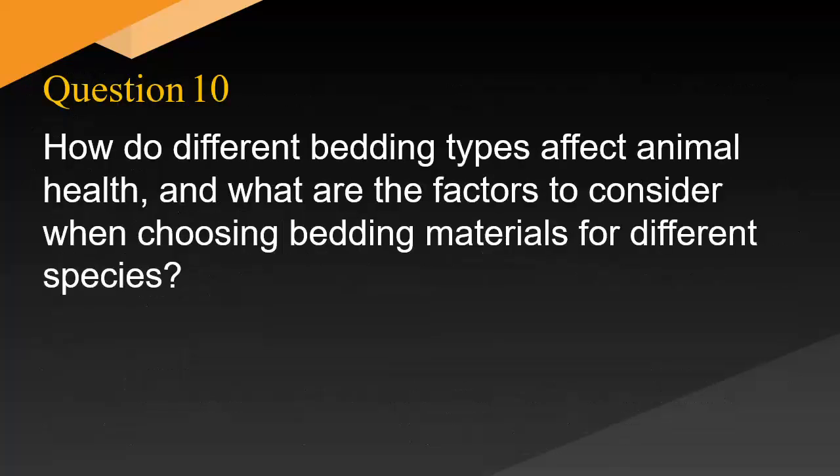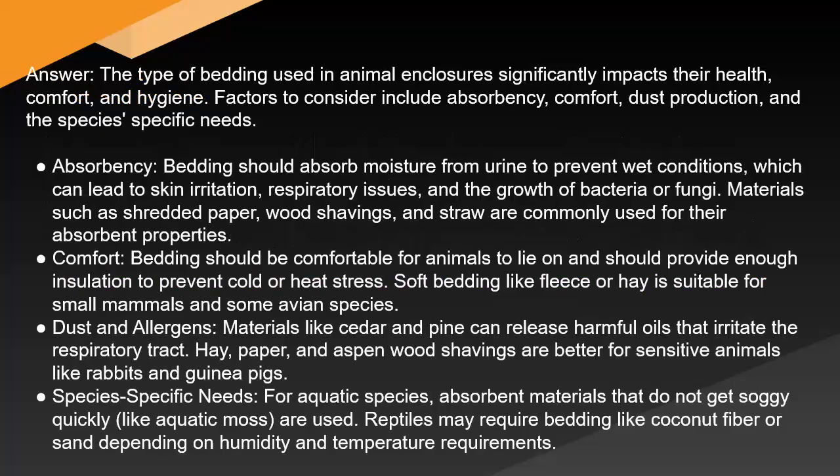How do different bedding types affect animal health, and what other factors to consider when choosing bedding materials for different species? Answer. The type of bedding used in animal enclosures significantly impacts their health, comfort, and hygiene. Factors to consider include absorbency, comfort, dust production, and the species-specific needs.